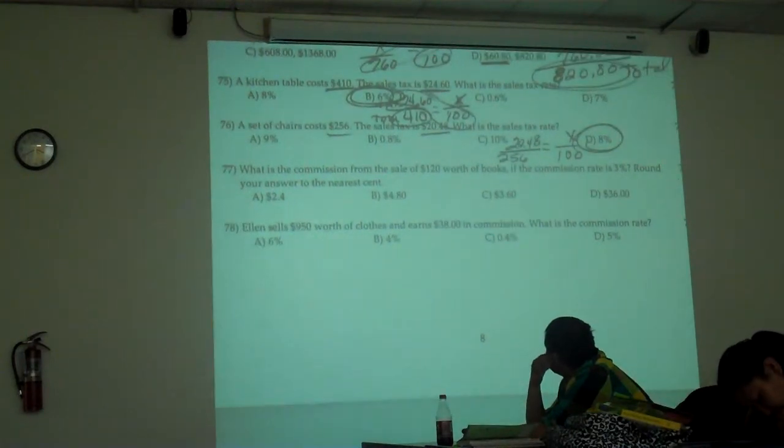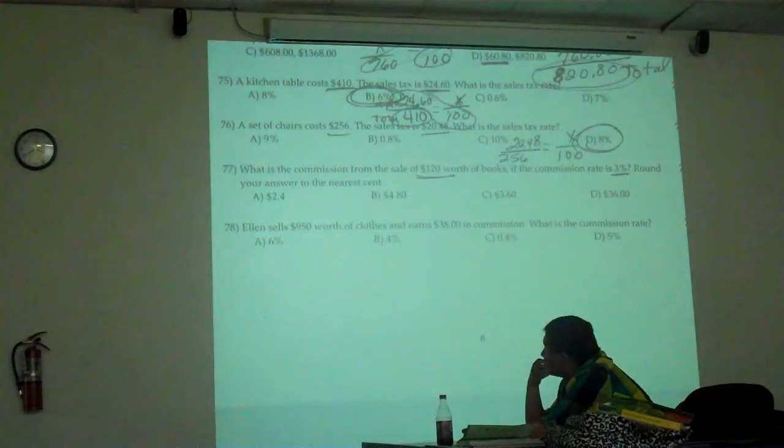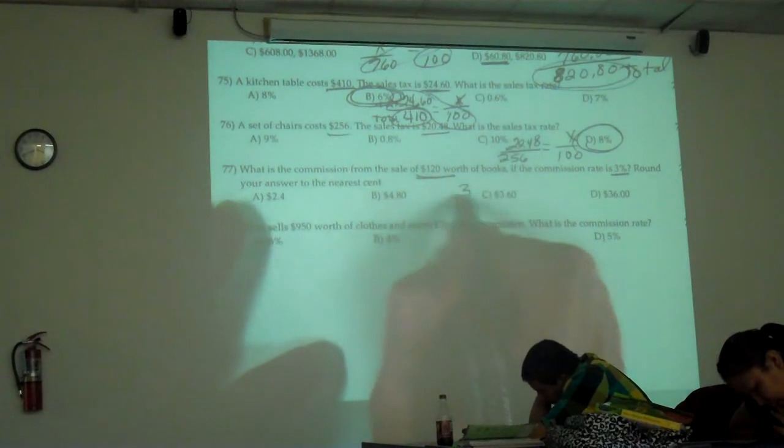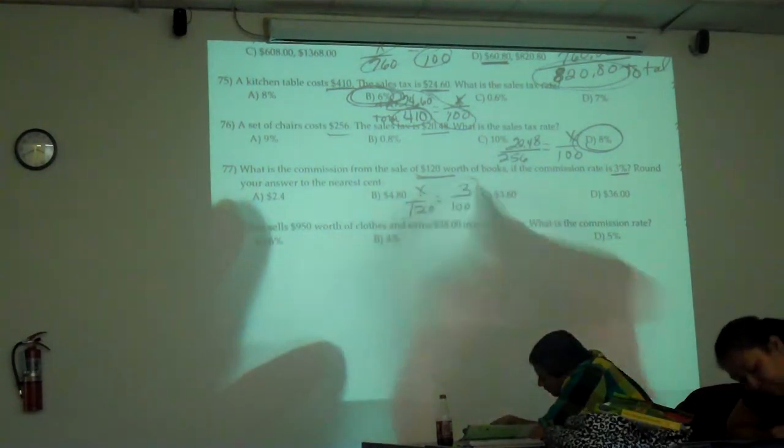77, what's your commission? If you get 3% and you sold $120 worth of books. 3% of 120 is what?